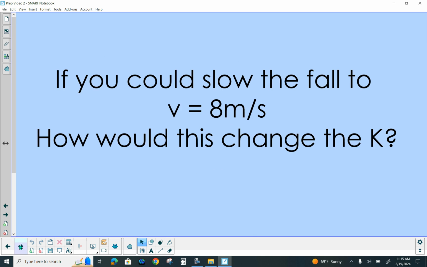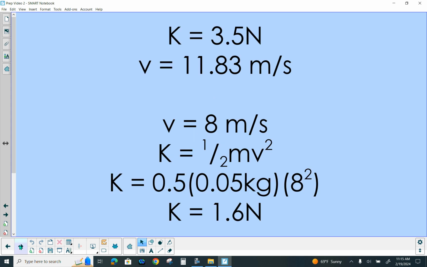If you could slow the fall to a velocity of just 8 meters per second, what would this do to the kinetic energy? So if the original kinetic energy was 3.5 based on a velocity of 11.83, then slowing the velocity would in turn reduce the kinetic energy. This could protect the egg when you drop it.